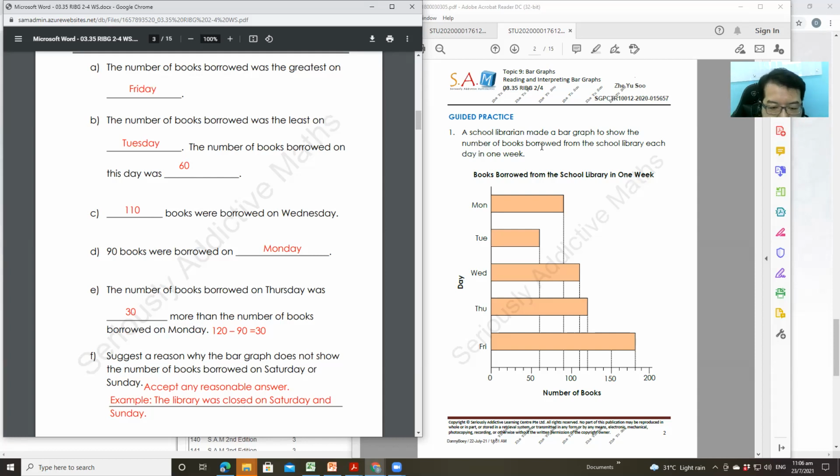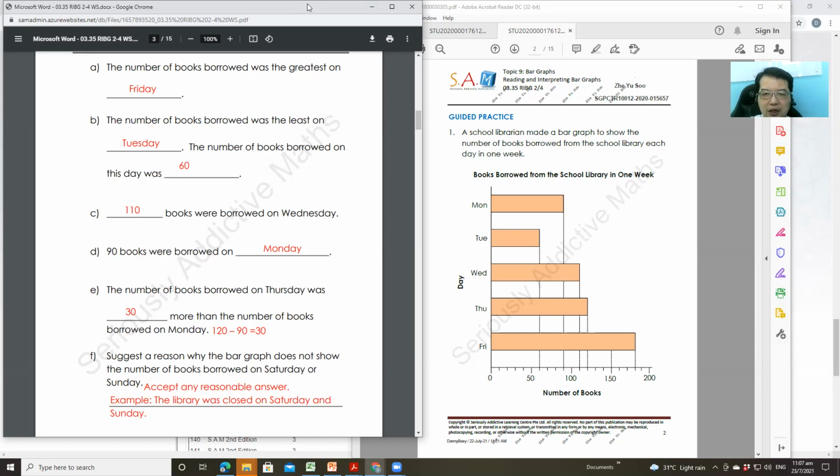All right, F, suggest a reason why the bar graph does not show the number of books borrowed on Saturday or Sunday. Okay, I think I've accidentally said the answer early on. School libraries, generally most public schools, unless you're at a polytechnic or even JC, I'm not sure, but definitely for primary school and secondary school, the library is usually closed during the weekends. So you can write the answer as the library was closed on Saturday and Sunday.